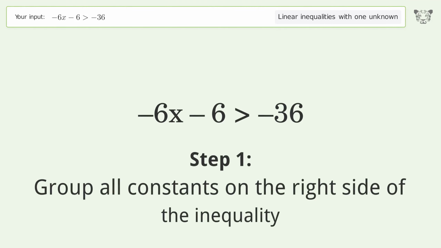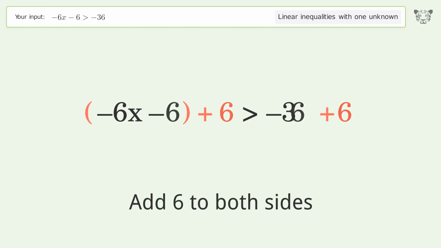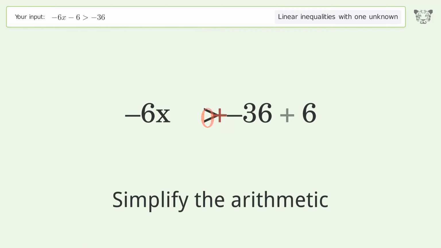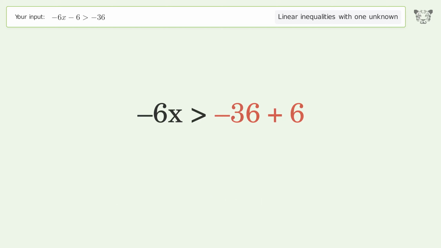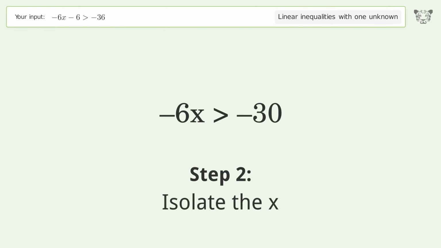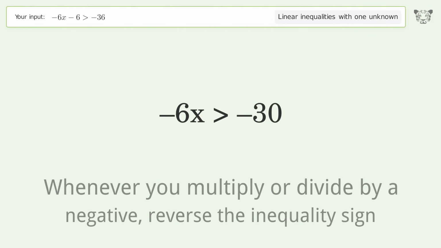Group all constants on the right side of the inequality. Add 6 to both sides. Simplify the arithmetic. Isolate the x. Divide both sides by -6. Whenever you multiply or divide by a negative, reverse the inequality sign.